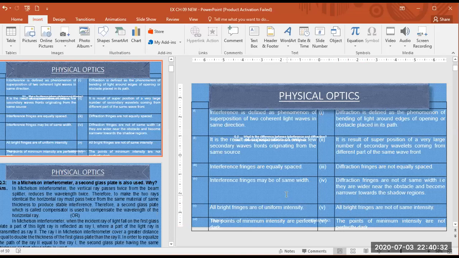This one is interference, this is diffraction. We have discussed the number of points. In interference, fringe spacing is equal; in diffraction, it is not equal. Interference fringes are of the same width; here it is not important, width changes from situation to situation. The bright fringes are of uniform intensity in interference, but here bright fringes are not of uniform intensity.